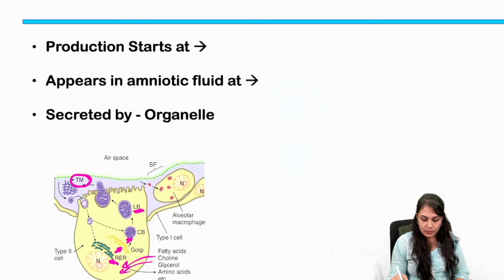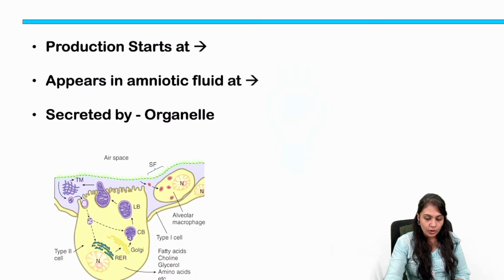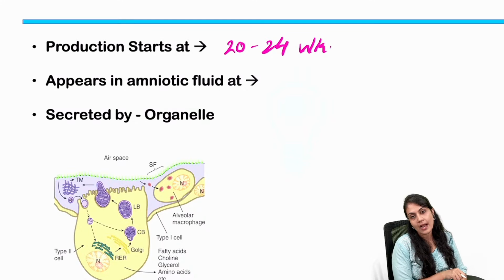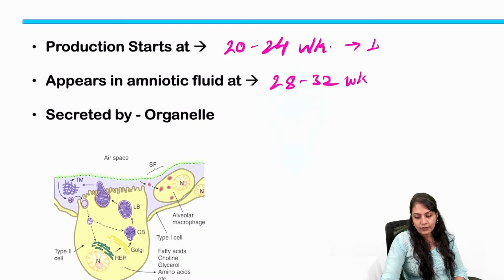So what do you think, when is this produced? In the fetal life itself. Very good. So it is around 20 to 24 weeks that production will start. It's not that we are going to see or be able to detect it, but the production starts at 20 to 24 weeks, and it appears in the amniotic fluid very late, around 28 to 32 weeks. And this is of intrauterine life that I'm talking about, that is IUL, intrauterine life.